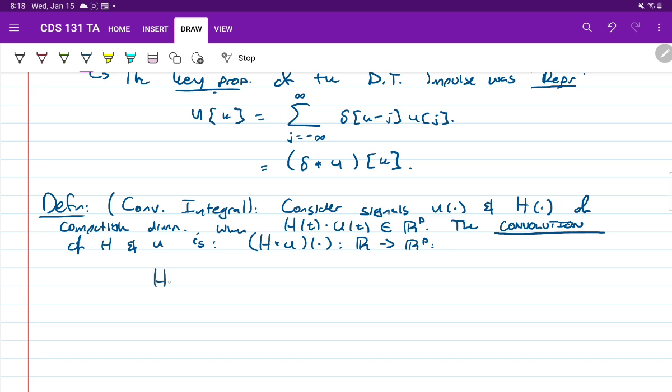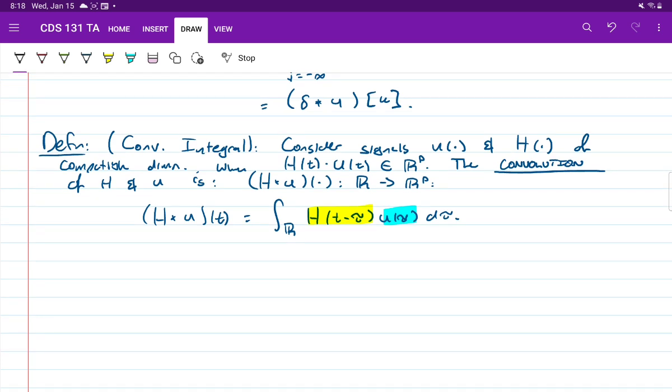It's defined as follows. H star u of t equals the integral over R. Now, when I write integral over R, I just mean the integral from minus infinity to infinity. It's going to be the integral of h of t minus tau, u of tau, d tau. Okay? So as a quick side note, this really has the same structure as this discrete time formula, right? We have something of t minus tau, and then something at tau, right? And instead of having an infinite sum, we just have an infinite integral. Okay, so this is a pretty natural translation of convolution to the continuous time domain.